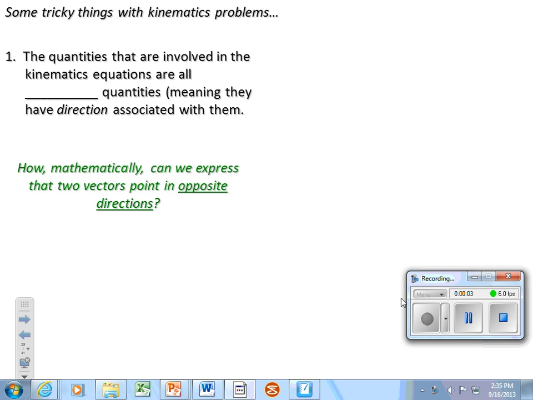Hi, people. Yes, this is not your next slide, but now that you've gotten some experience with a typical acceleration kind of problem, or what we call a kinematics problem, not a bad time to talk about some of the things that might be challenging. One of them is that the quantities involved in kinematics equations, or most of them, are vectors, right? Meaning they have direction associated with them. And in some cases, like you've seen, we need to account mathematically for the fact that vectors can point in opposite directions.